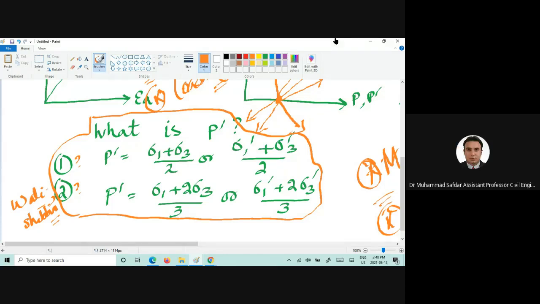Excellent addition. So Fahim is saying that this is also possible. Wali and Shabir.